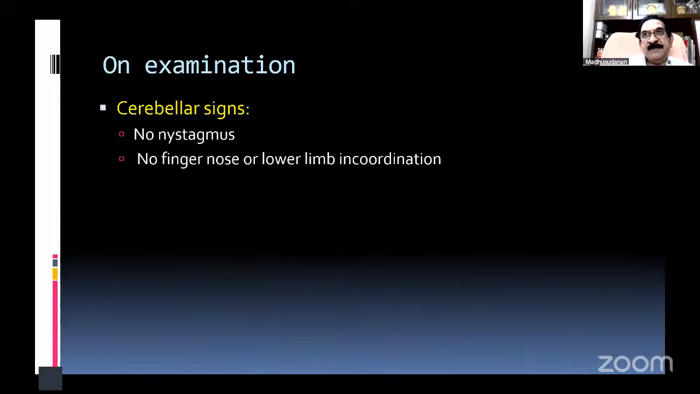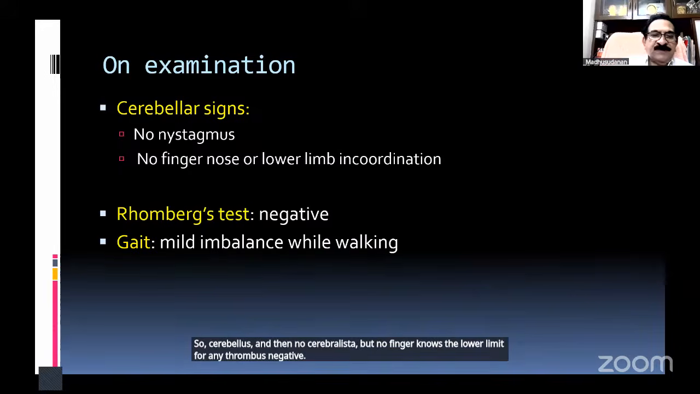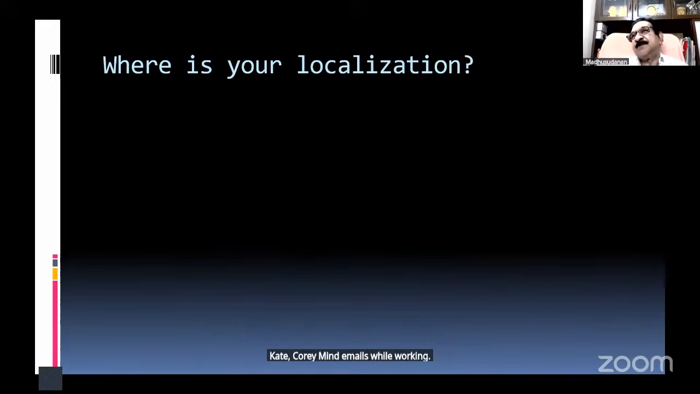Cerebellar: no nystagmus, no finger-nose incoordination, no lower limb incoordination. Romberg negative. Gait: mild imbalance while walking. So this is the problem.